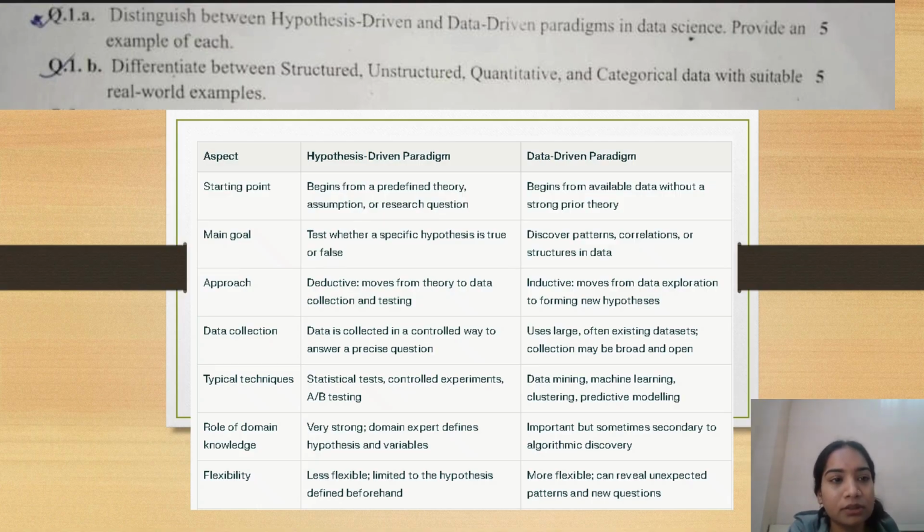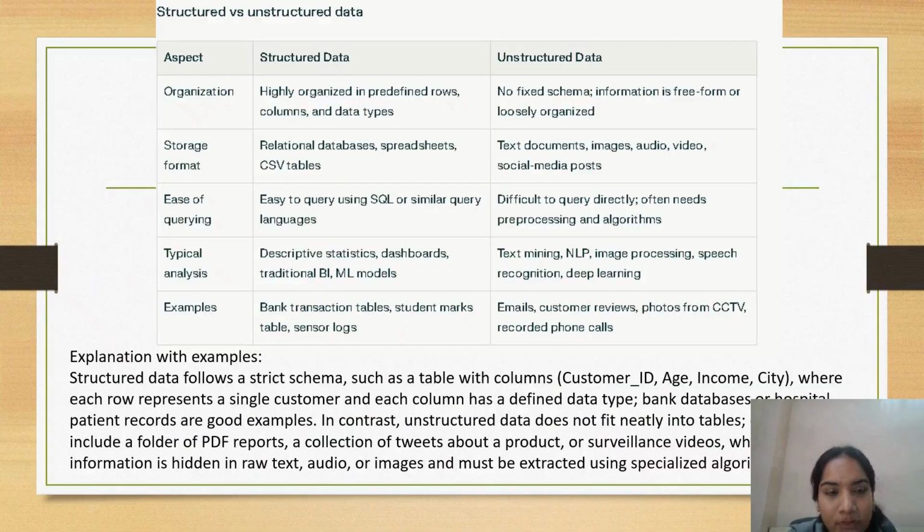Now look at the next part B, which is: differentiate between structured, unstructured, quantitative, and categorical data with suitable real world examples. Let's see. In data science, we work with four major types of data. Let's differentiate them with real world examples.